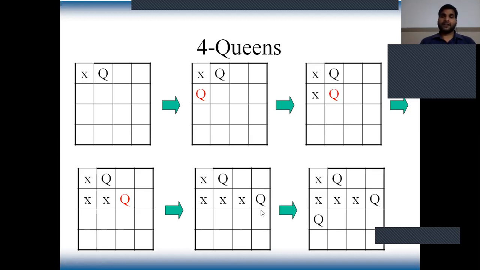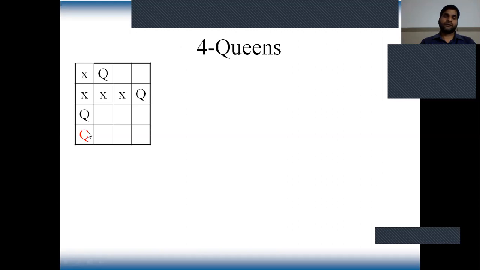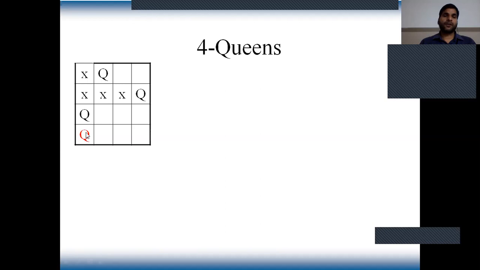So we place the third queen. The third queen is placed in the third row, first column, because this does not violate the rule. Now we place the fourth queen in the fourth row. We cannot place it in the first column because the third queen is already placed in the first column. Okay. Next, we try the second column. We cannot place it because the first queen is already placed in the second column. We place it in the third column.